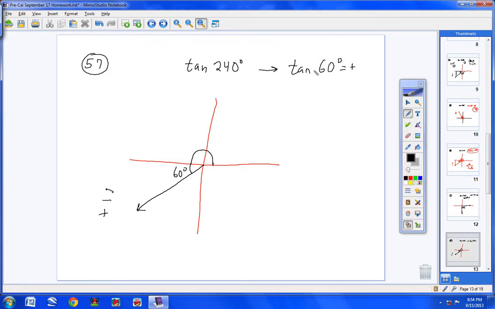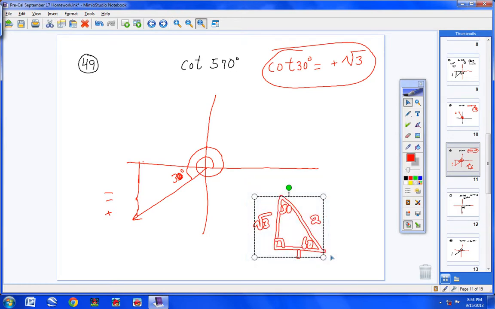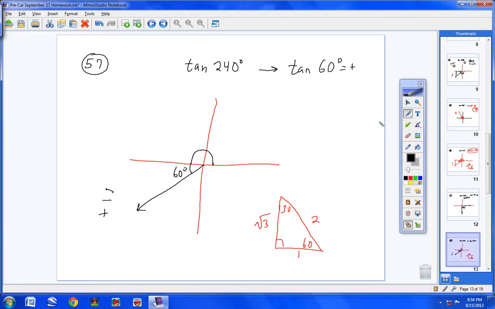Now, do you remember our 30, 60, 90 triangle? It's right back here, a couple pages. Remember, here it is, right here. I'm going to go ahead and copy and paste that real quick. There it is. And so now we're going to find the tangent of 60. So here's 60, opposite over adjacent, opposite over adjacent. So square root of 3 over 1, which is just square root of 3. So the tangent of 60 is square root of 3. So the tangent of 240 is the square root of 3.